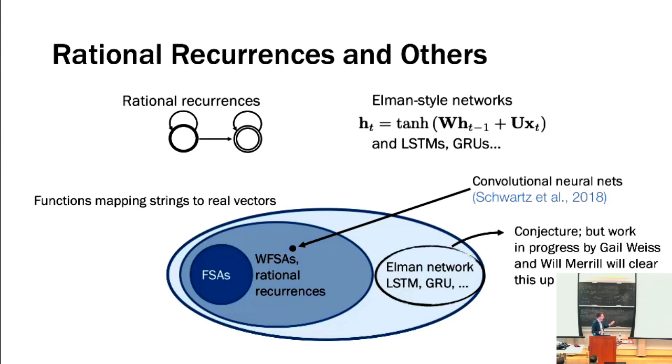But the interesting thing to remember is that rational recurrences are basically equivalent to weighted finite state machines, right? They're calculating similar functions, and that is something you should view, I think, as a kind of straitjacket. You're limiting what your model can do.